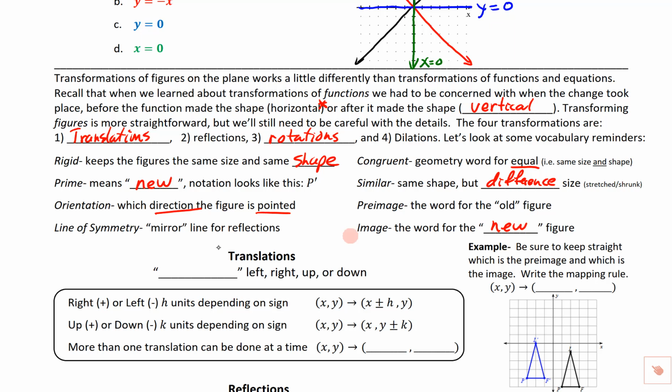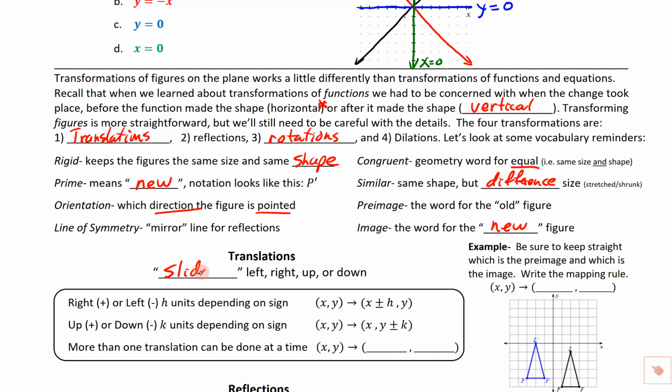And then the last thing I want to talk about right here is the line of symmetry. We're going to mention that a whole bunch when we talk about reflections, which we'll do today. So the mirror image, the line of symmetry is the mirror line for those reflections. Okay, so let's come down here and let's talk about translations.